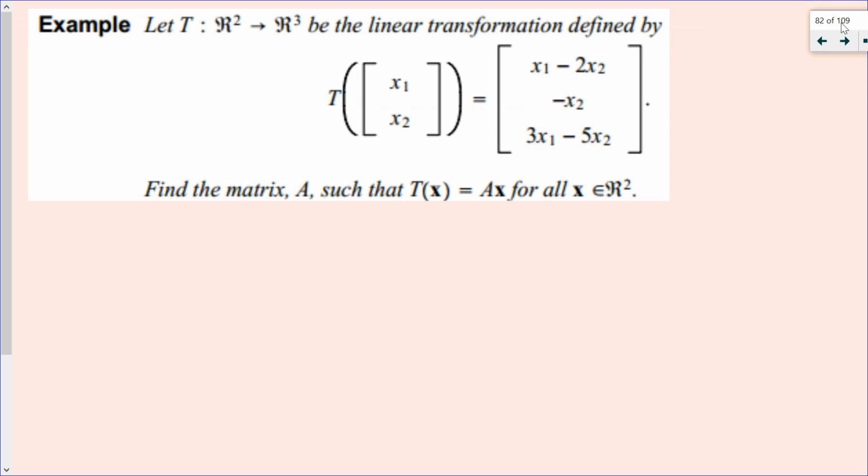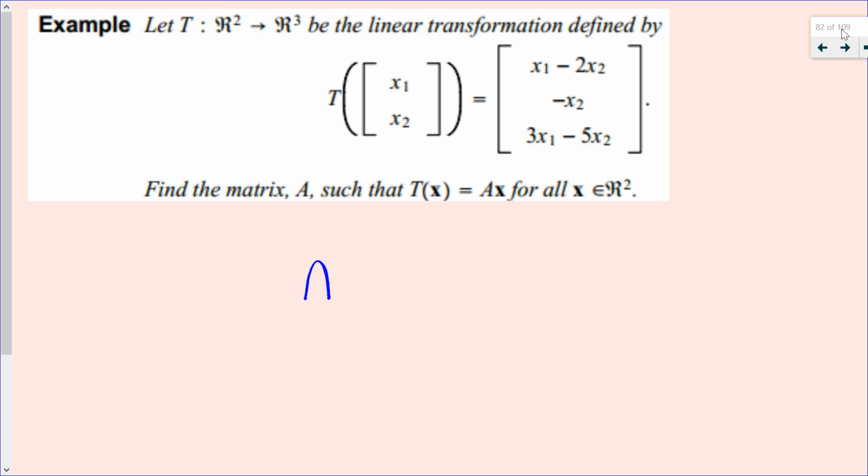All right, so let's take a look at this example. It says, let the transformation T, which maps from R2 to R3, be the linear transformation defined by this particular rule, which takes a vector that starts in R2 and goes to R3. And if I'm asked to find that matrix A, all I have to do is look at the rule for the matrix.